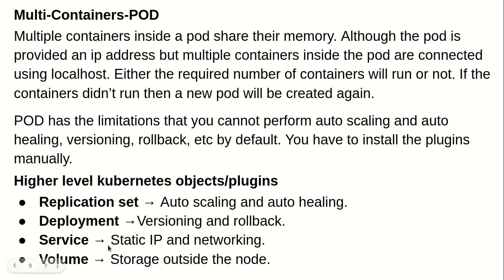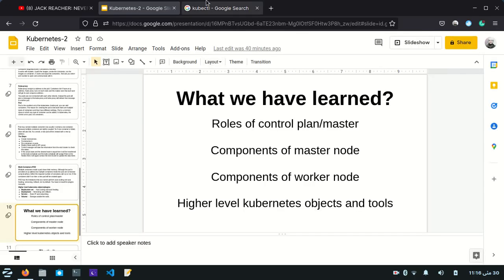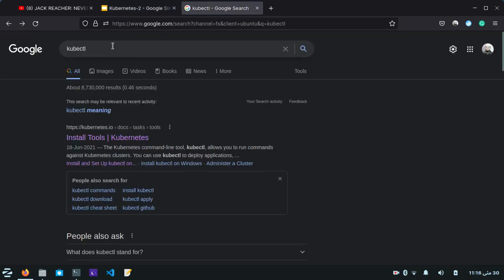All right. After that, the next one is the volume. So a volume is basically storage outside the node. It also works as a backup. So if the main storage is deleted, this volume will store that data, and this volume data will be used again. All right. So what we have learned, but before this slide, let's close this and write kubectl.